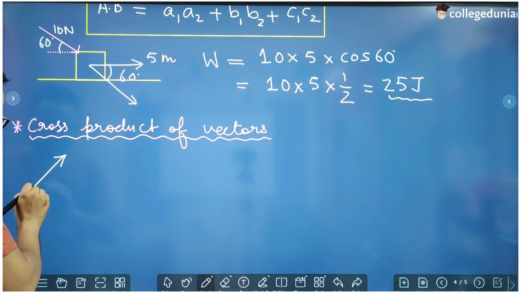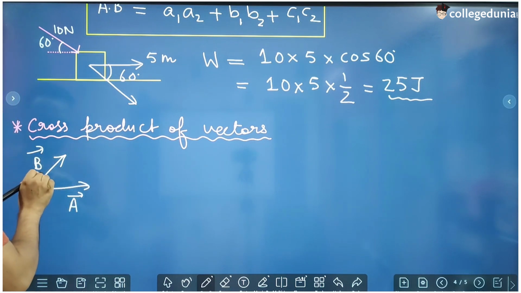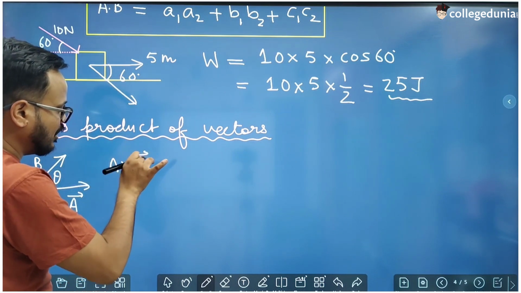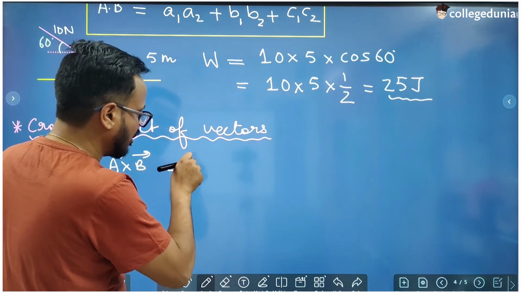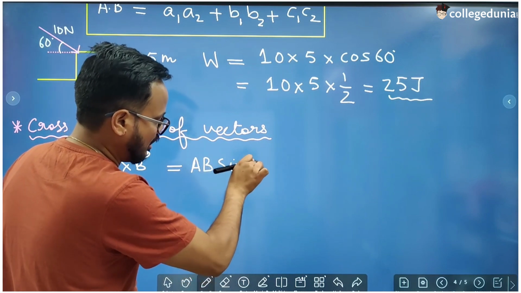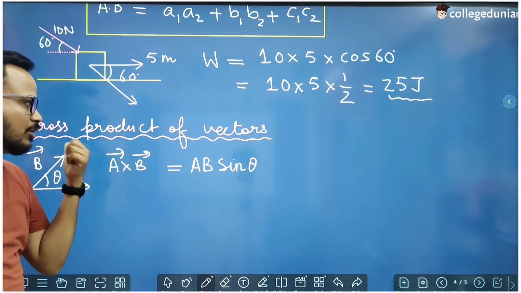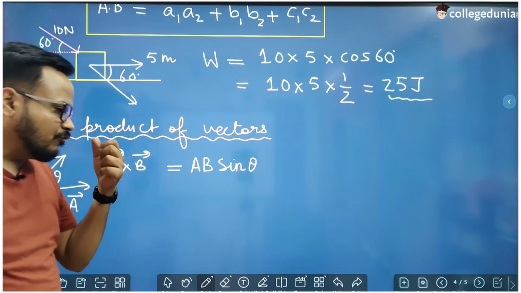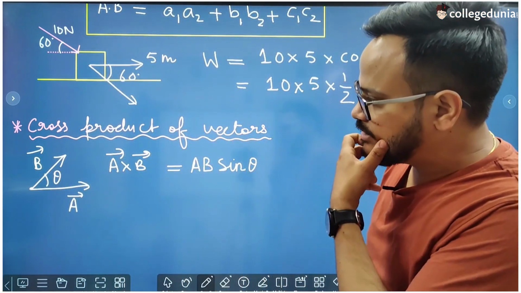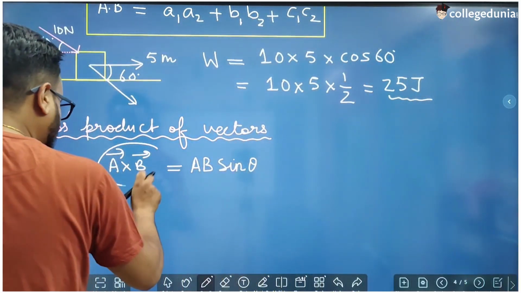When we have two vectors A and B such that the angle between A and B is theta, then the cross product A cross B is magnitude of A into magnitude of B into sine theta, right? But wait a minute, this is a vector, right? What we are saying is that the product of two vectors is said to be cross product or vector product when the resultant vector, which is coming as the product of the vectors, is a vector quantity. So this must be a vector.